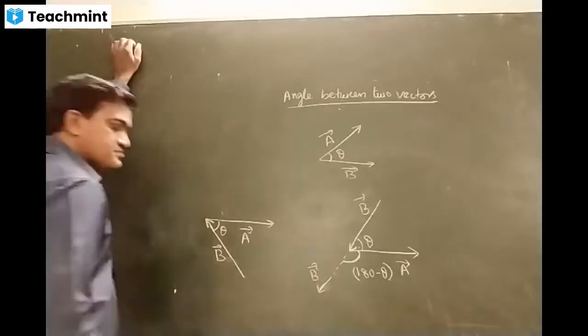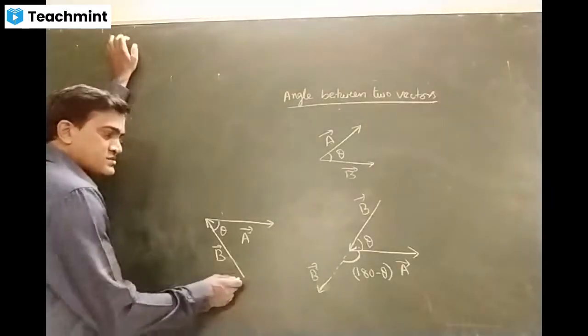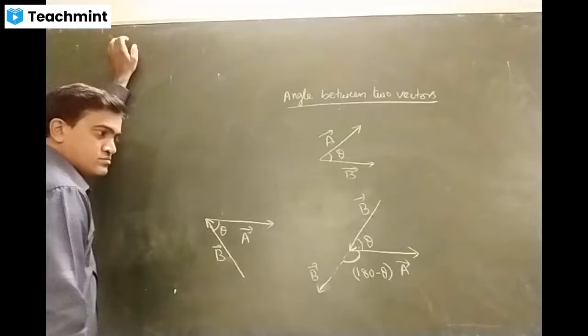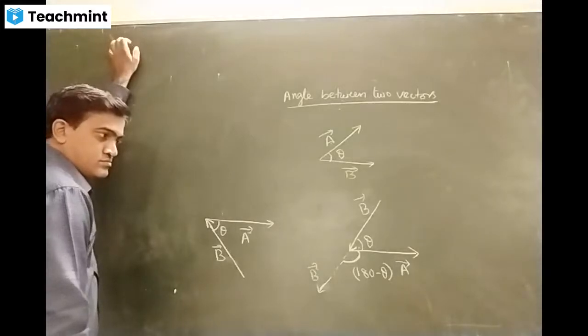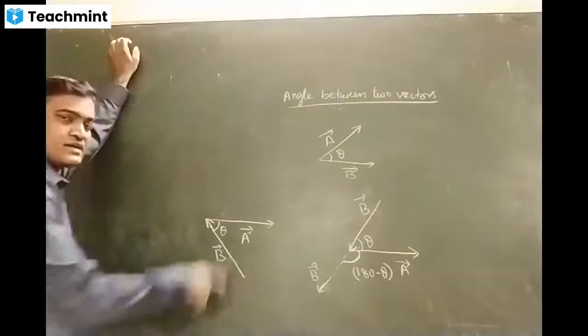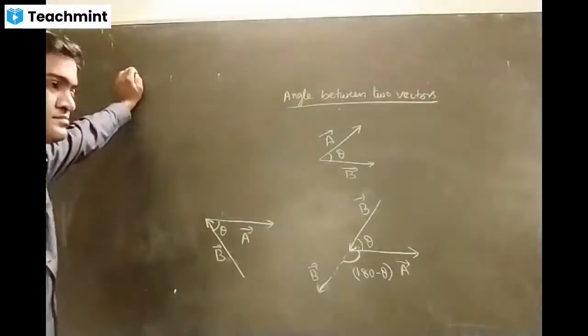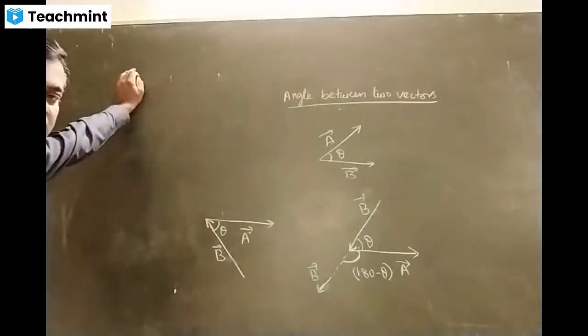So in this case, what you are going to do? Here I have given theta as the angle between B bar and A bar. Either one you can extend, but both tails should coincide. So if you want to move A bar, how can you draw?